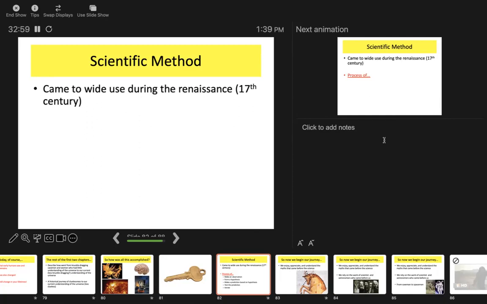We did not have the scientific method until about the 17th century, right? Although parts of it were used many times, it was formally thought of as a process somewhere around the 17th century, so the 1600s, right? It coincides with the Renaissance and Reformation. It's the process of: you make an observation, you form a hypothesis.